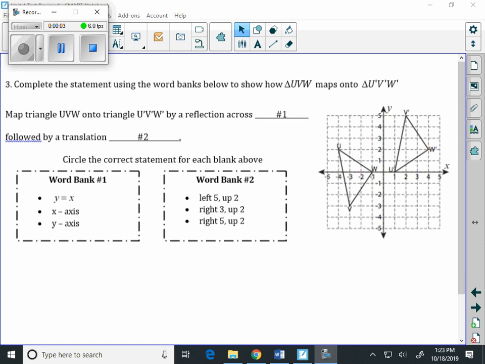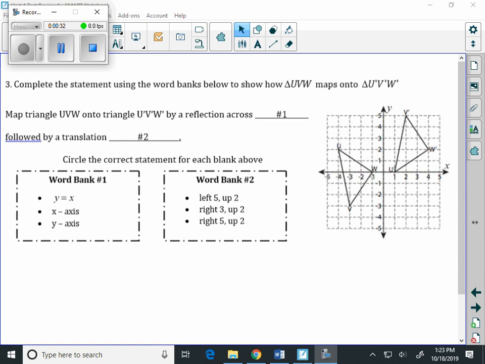On these next couple of problems, these will be drop-down boxes on the OST if you have to take that test. It says complete the statement using the word banks below to show how U, V, W maps onto U prime, V prime, W prime, both of those being triangles. We're going to start. It says map triangle U, V, W onto triangle U prime, V prime, W prime by a reflection.